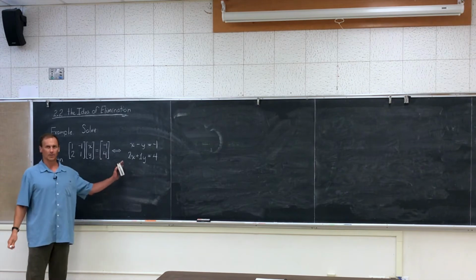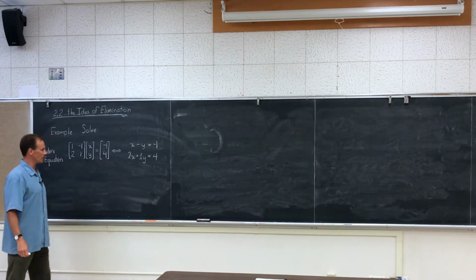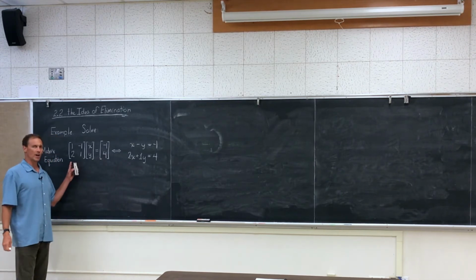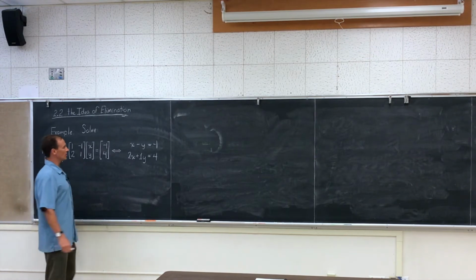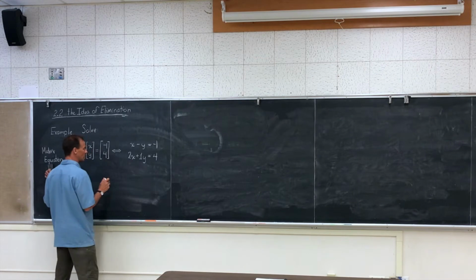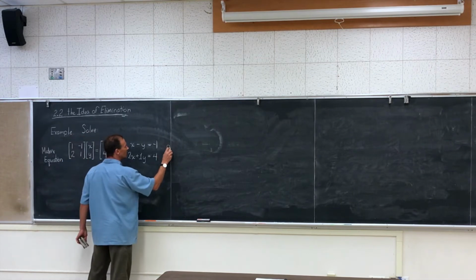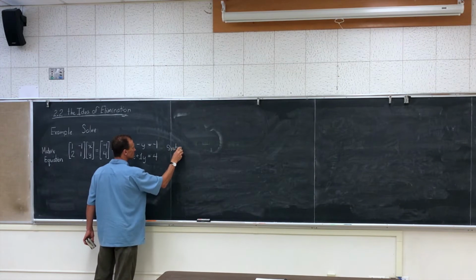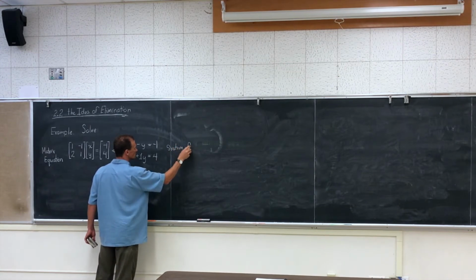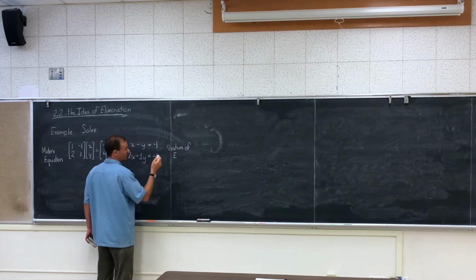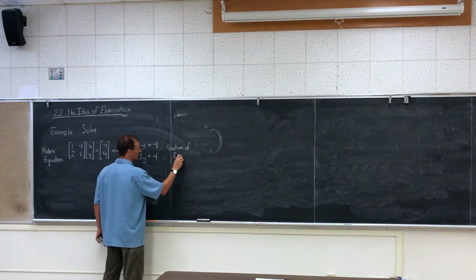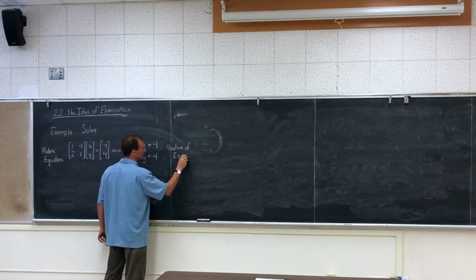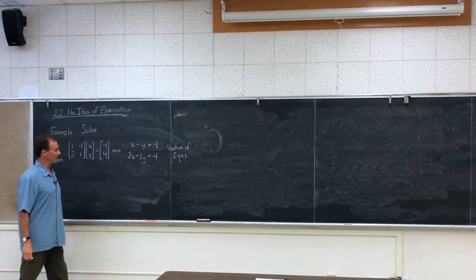We are going to solve this, and we're going to keep track of how our solutions change in the matrix form. So, this is the matrix equation. This is its system of equations. Or we could just say a system. And I'm going to abbreviate equation or equations EQS.